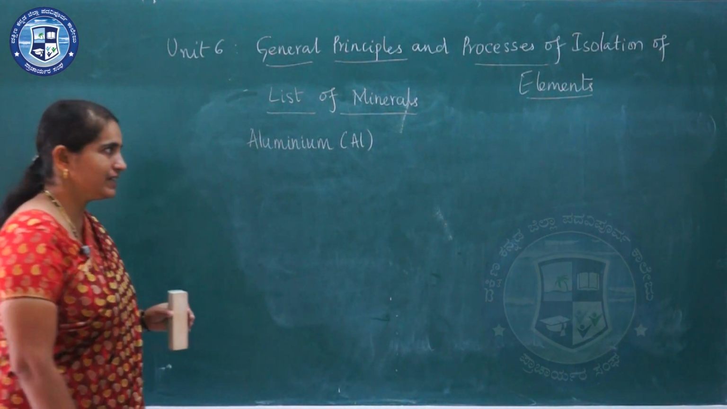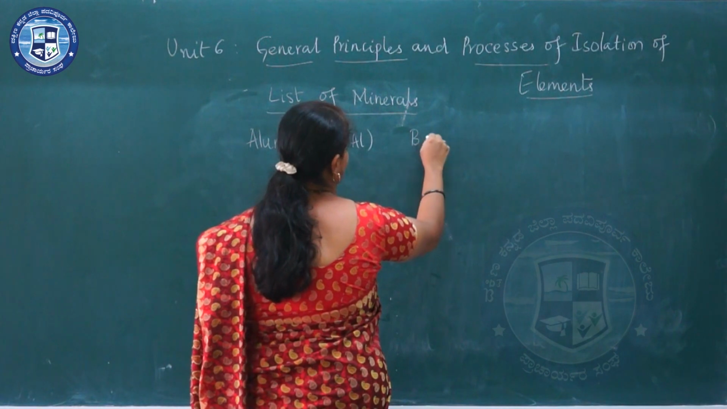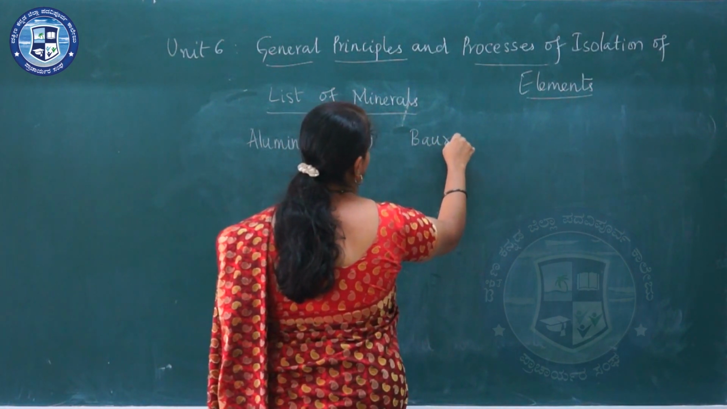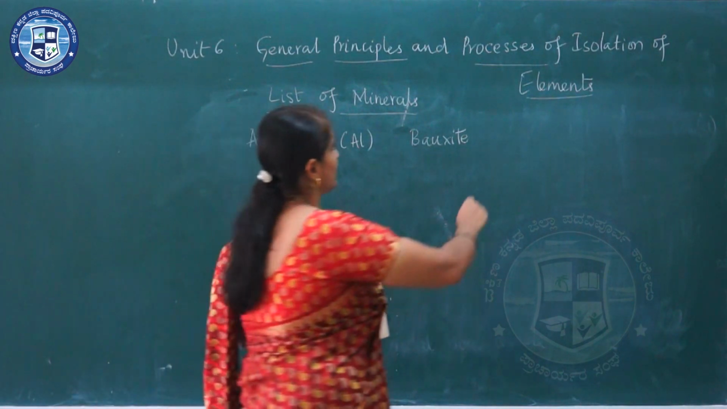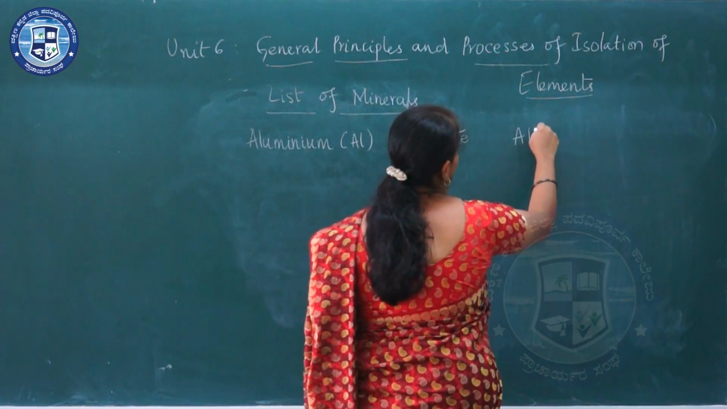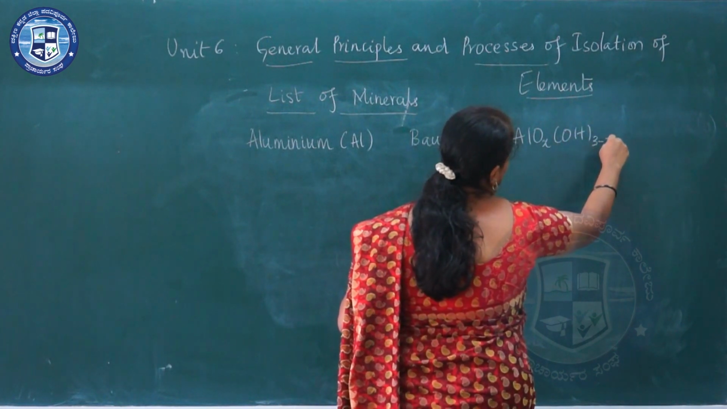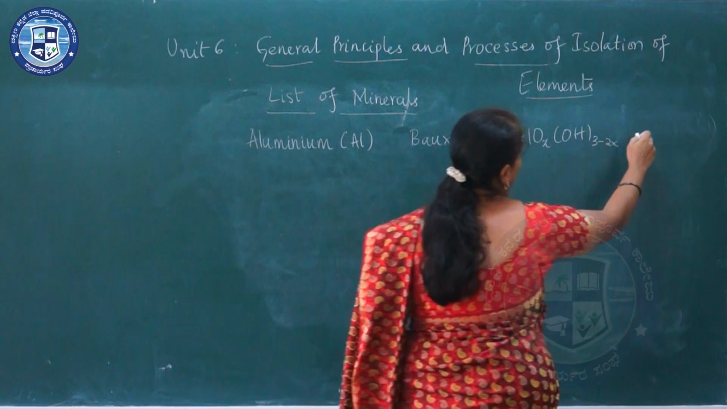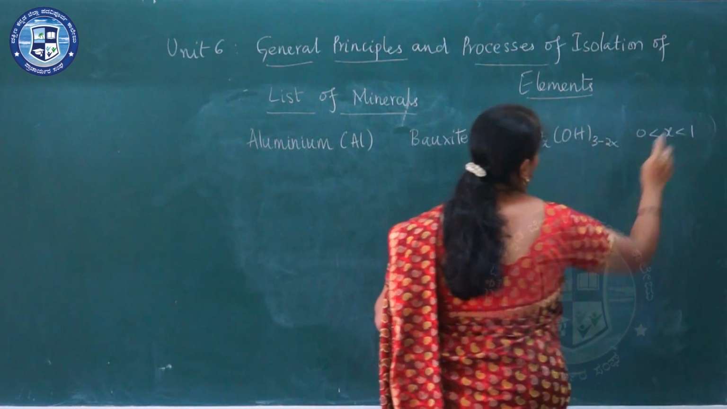So for aluminium we have 2 minerals. The first one is bauxite. I hope you might have heard the name of this bauxite. With the composition AlOx(OH)3-2x, where x ranges from 0 < x < 1.